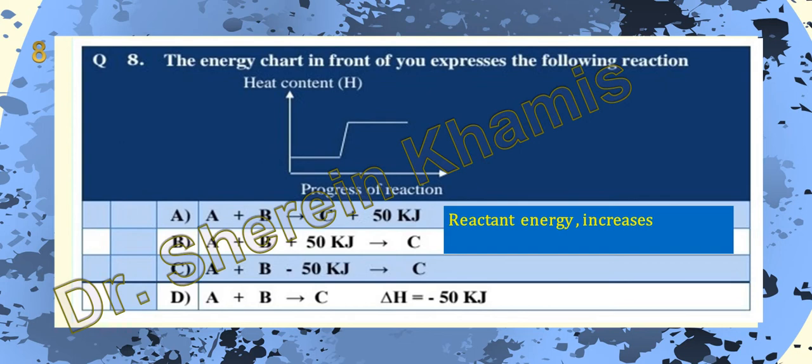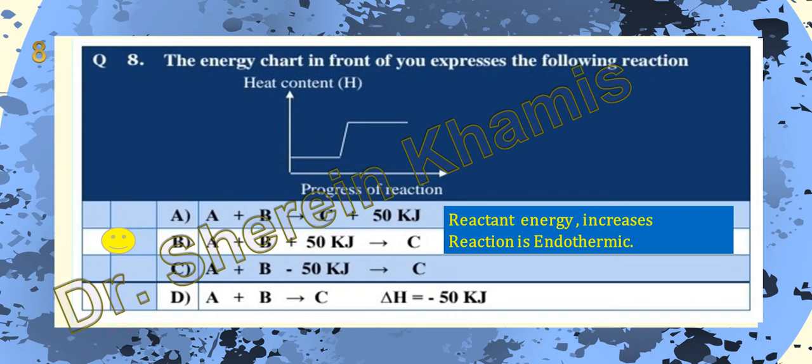So A and D are the same, but the right answer will be, what will be, the reaction is endothermic. Endothermic, that we take energy, that increases to form the product at the end of the reaction, so it will give energy to form the product. So delta H will be positive sign, and we will have A plus B plus 50 kilojoule to give the substance C as a product. So the reaction will be an endothermic reaction, needing energy to activate it.